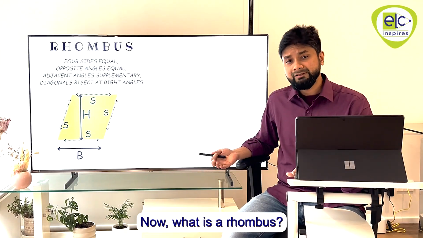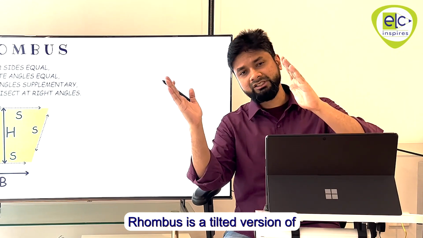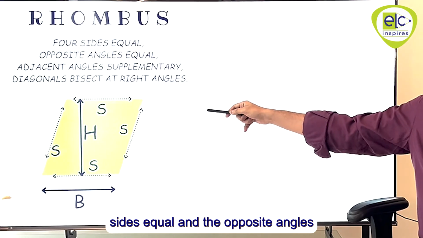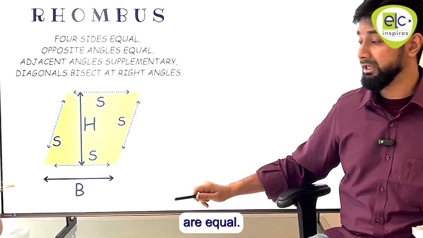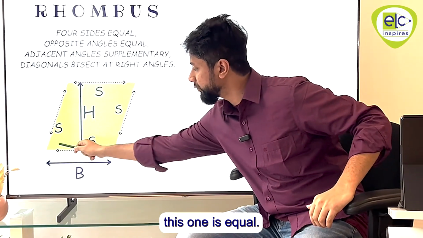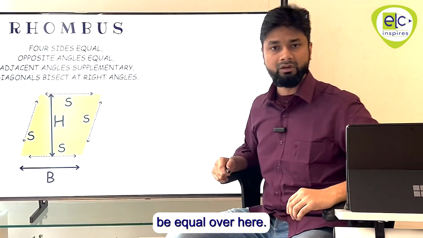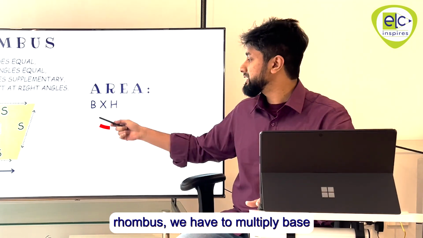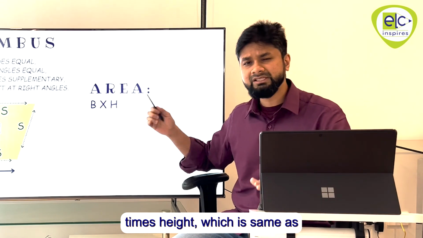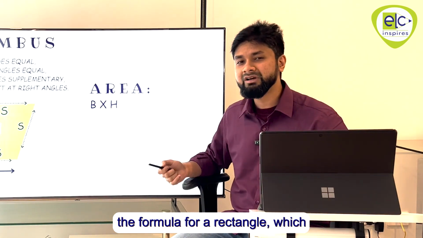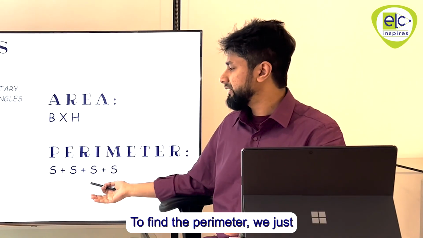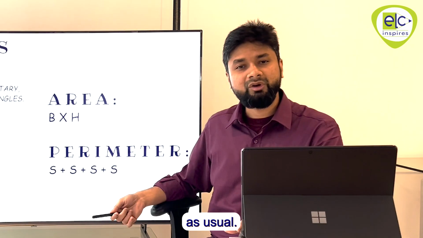Now what is a rhombus? Rhombus is a tilted version of square which has all the 4 sides equal and the opposite angles are equal. You can say this one and this one are equal, this one and this one would be equal over here. To find the area of a rhombus, we have to multiply base times height, which is the same as the formula for a rectangle, which is length times width. To find the perimeter, we just have to add all the sides as usual.